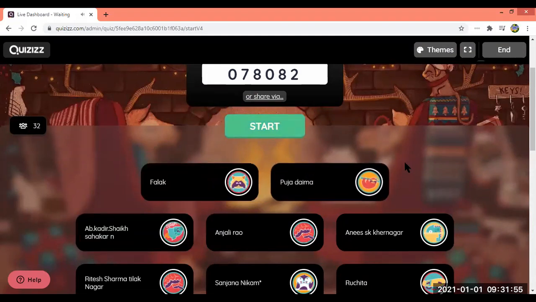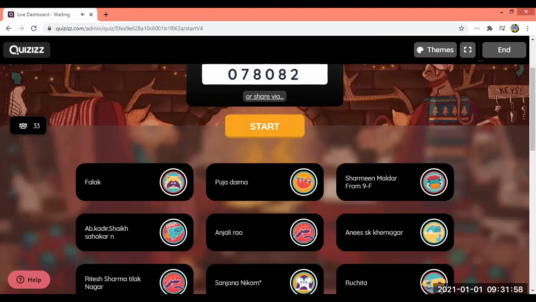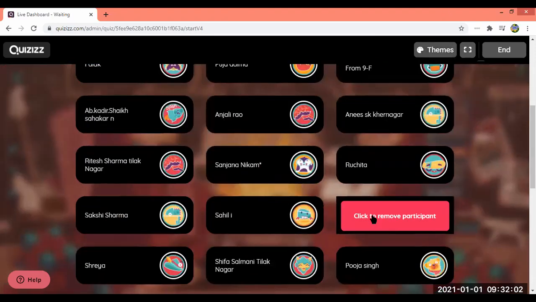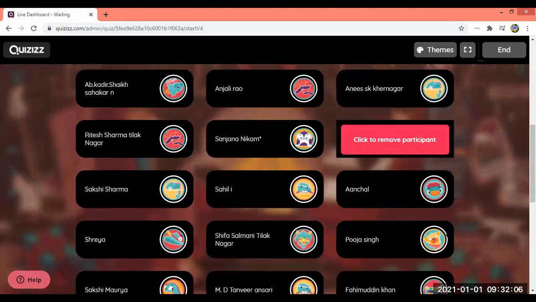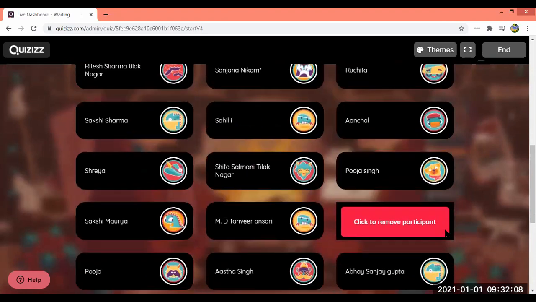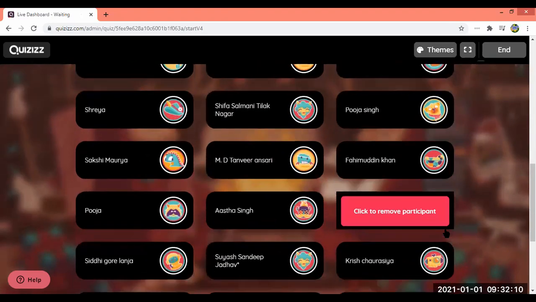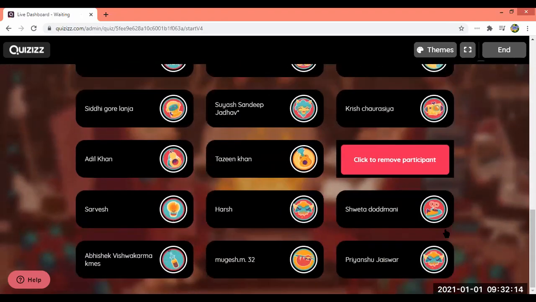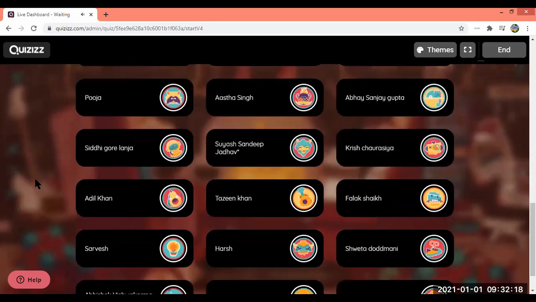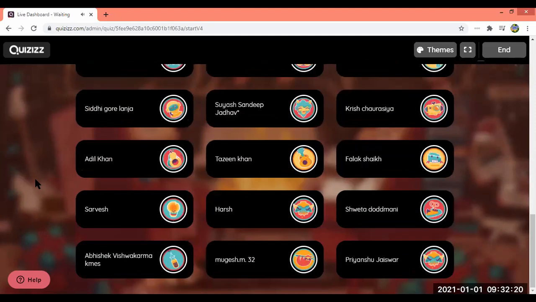So Falak, Anjali, Anis, Pooja, Sharmeen, Ruchita, Sanjana, Ritesh, Sakshi, Sahil, Ruchita, Achal, Sahil, Shreya, Shifa, Pooja, Tanveer, Astha, Abhay, Krish, Suyash, Siddhi, Adil, Tazeen, Shweta, Harsh, Sarvesh, Abhishek, Priyanshu.